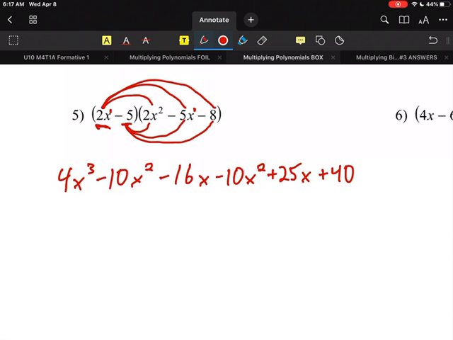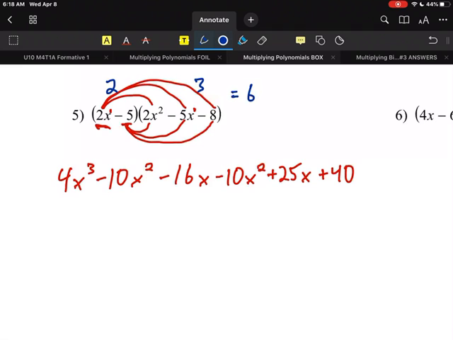I know I did it right so far because there are 2 terms in this first parenthesis and 3 terms in the second one. And when I multiply those, I'm going to get 6 terms, okay? 2 times 3. And right now I have 1, 2, 3, 4, 5, 6. That's what should happen. All right. So then you just combine like terms.